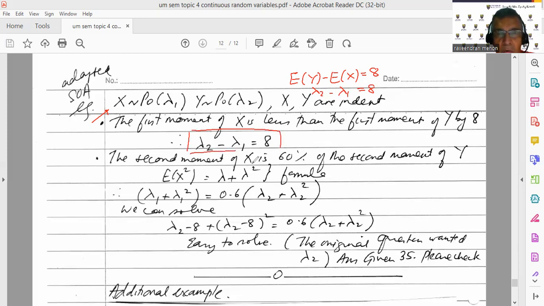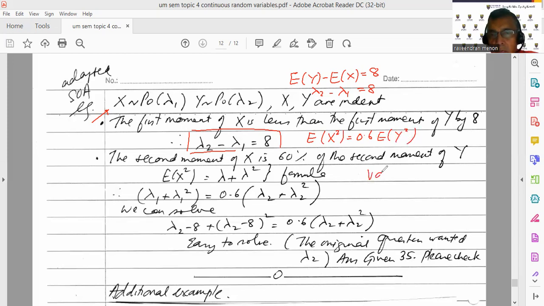The second moment of X is 60% of the second moment of Y. So we are saying that the second moment of X is 0.6 times the second moment of Y. Okay, good.